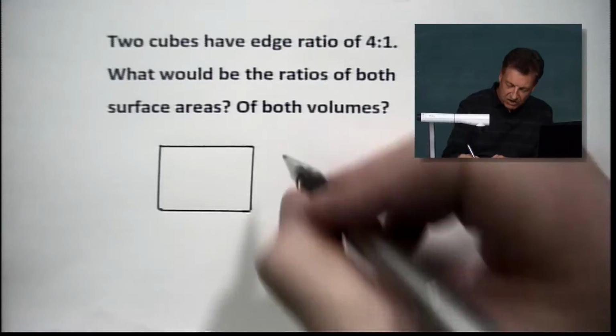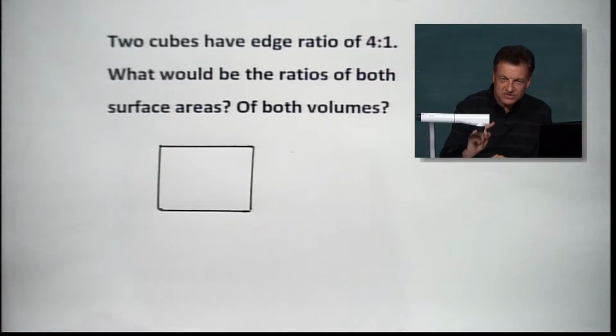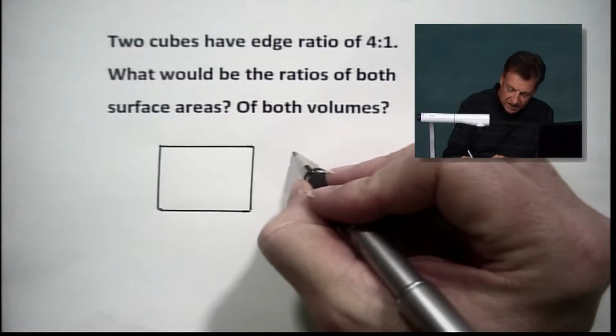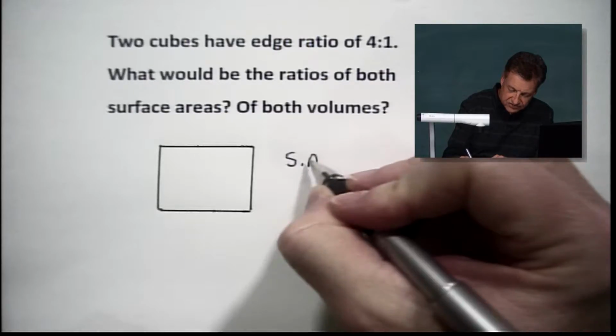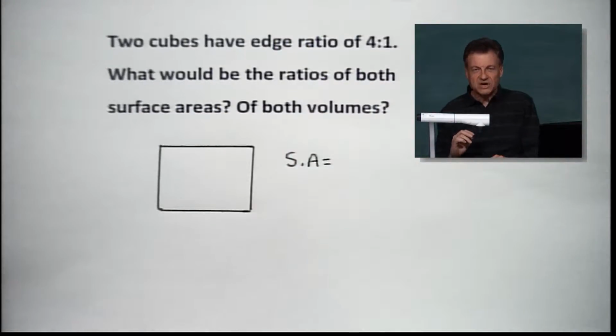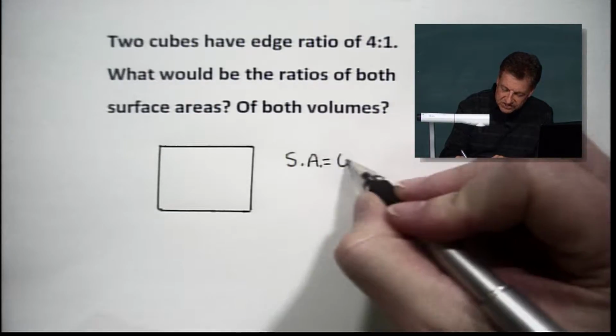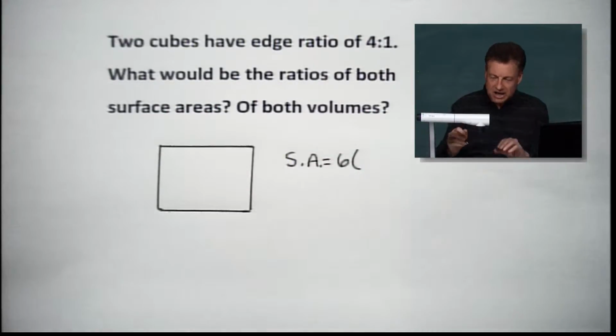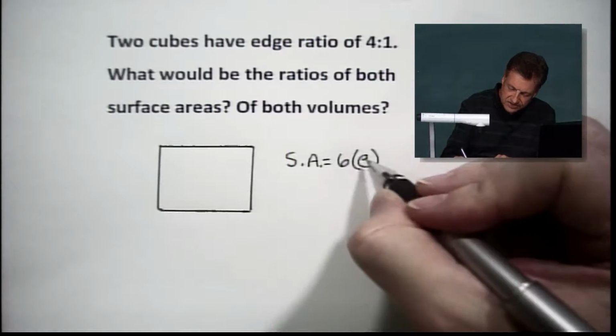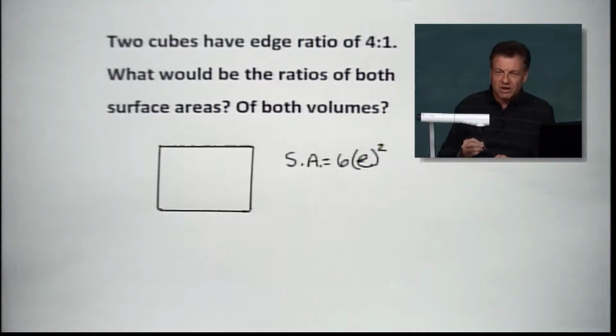So surface area, here's how the surface area of a cube works. We're going to use SA for that. Total surface area is the same thing. We're going to get all those sides added up. There's 6 of them, and they're all squares, and they're all the size of the edge squared.